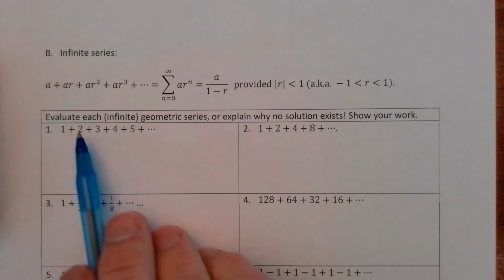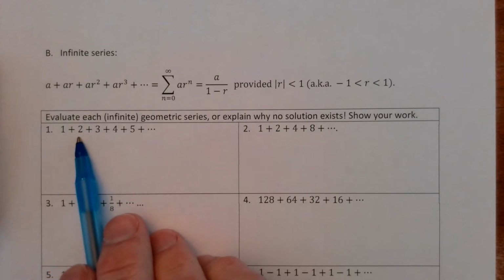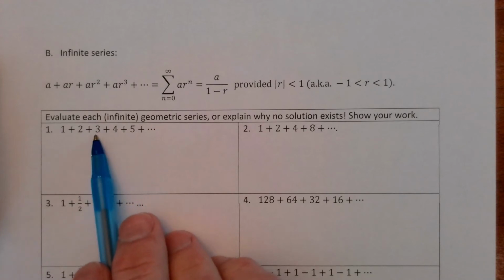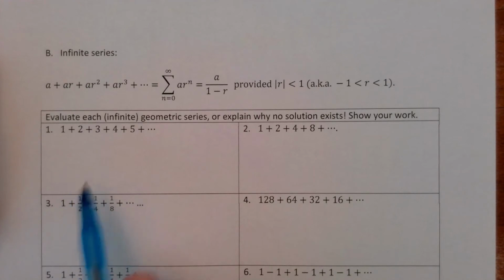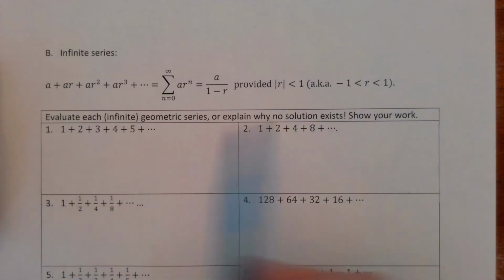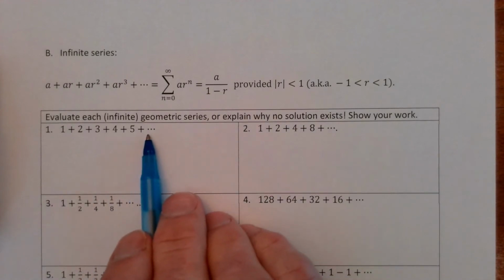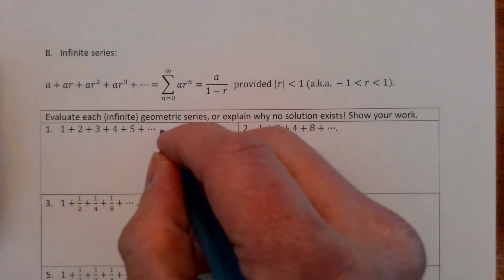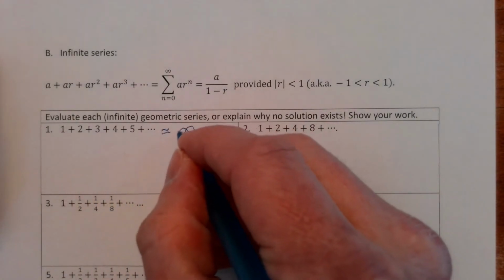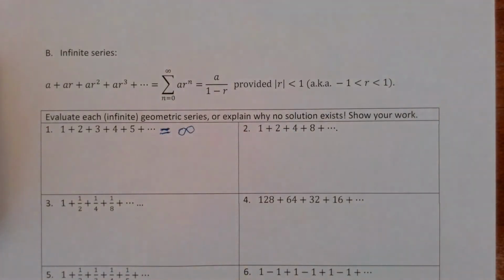This is not geometric. 2 divided by 1 is 2, but 3 divided by 2 is only 1.5, and 4 divided by 3 is 1.333. You get the idea. There's no common ratio, and so this is not geometric, so we won't be able to use this formula. And again, the dot, dot, dot means just keep adding, so the next term is 6 plus 7 plus 8. It should be pretty clear that this adds up to an unbounded pile of add-ins. They add up to infinity.